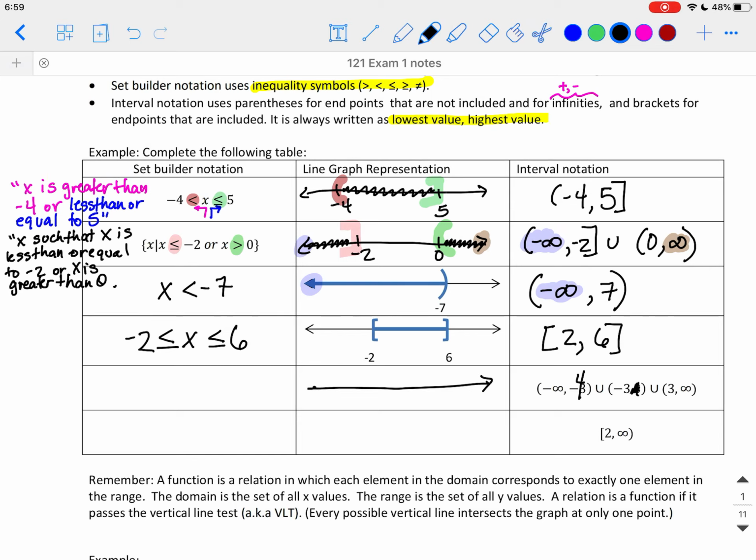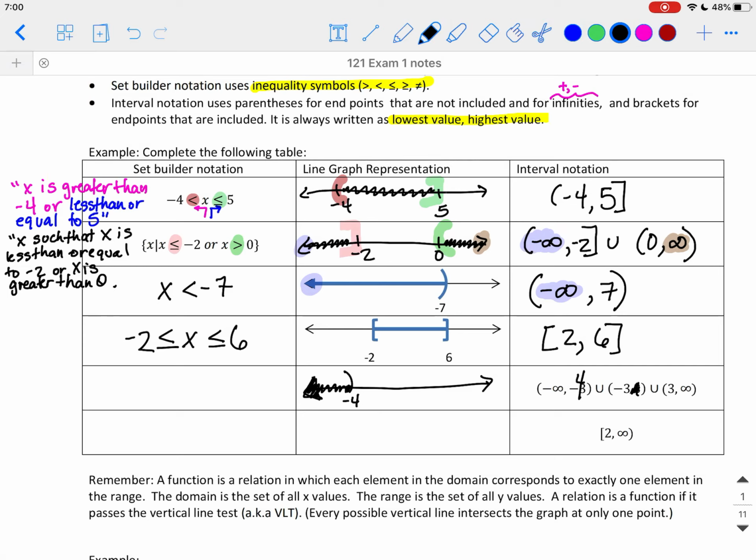So the line graph representation. So we're going to shade from negative infinity to -4. And -4 is not included because we have a parentheses on it. So on the line graph, we just put -4. And we do this right here.